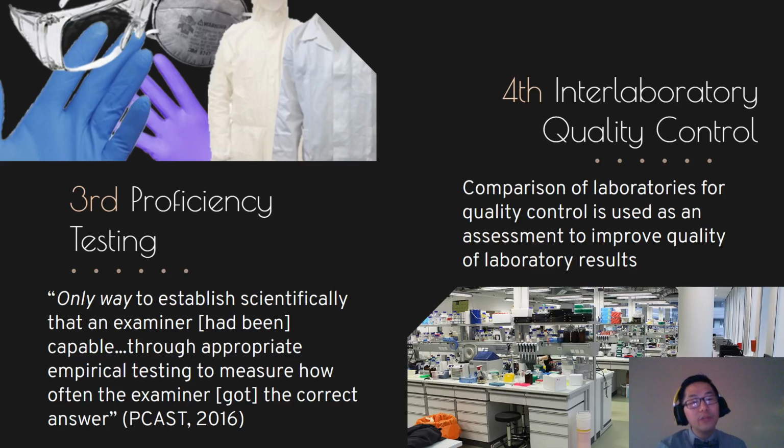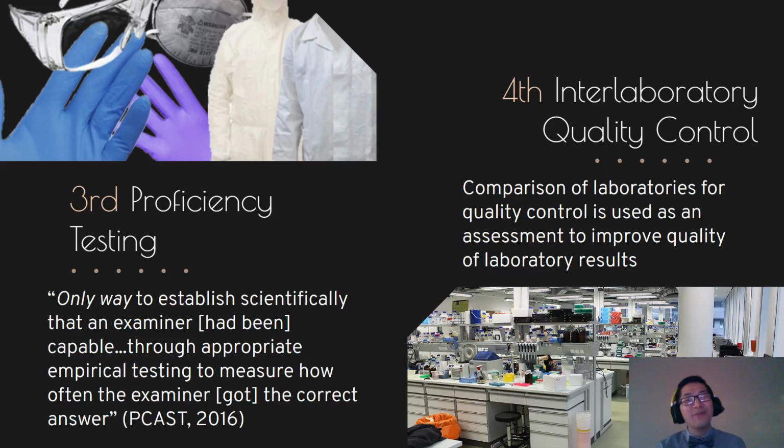All right, and also we have our third topic, proficiency testing. Essentially, proficiency testing is a third-party kit, usually administered by another company, which laboratories and examiners partake in. When they have that test, they submit the results back, and then the proficiency tester can examine to see where they lie on the spectrum with other laboratories. And essentially, what the PCAST says is the only way to establish scientifically that an examiner is capable is through appropriate empirical testing to measure how often the examiner got the correct answer. And definitely, proficiency testing is to understand where a laboratory needs to improve, whether they're on the right track, or whether they're doing a really great job.